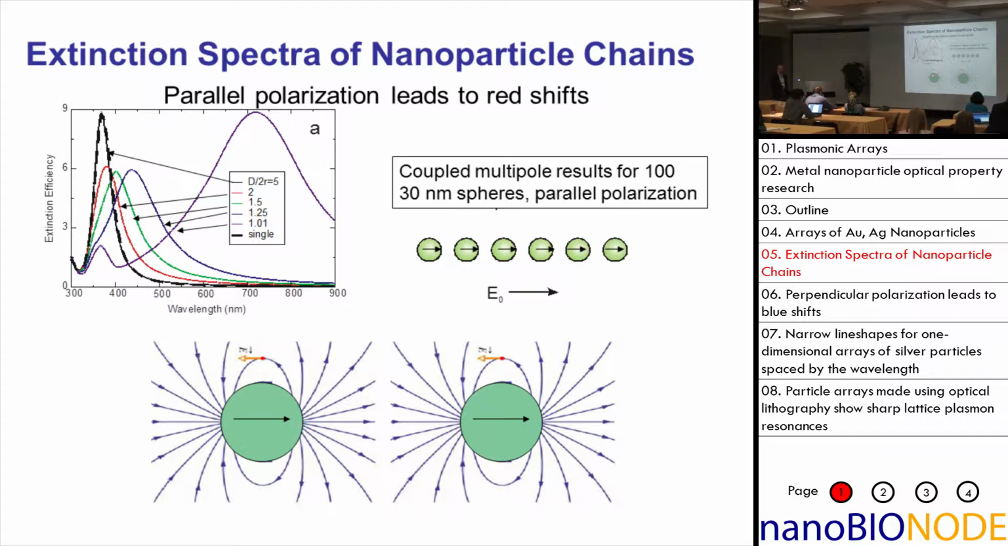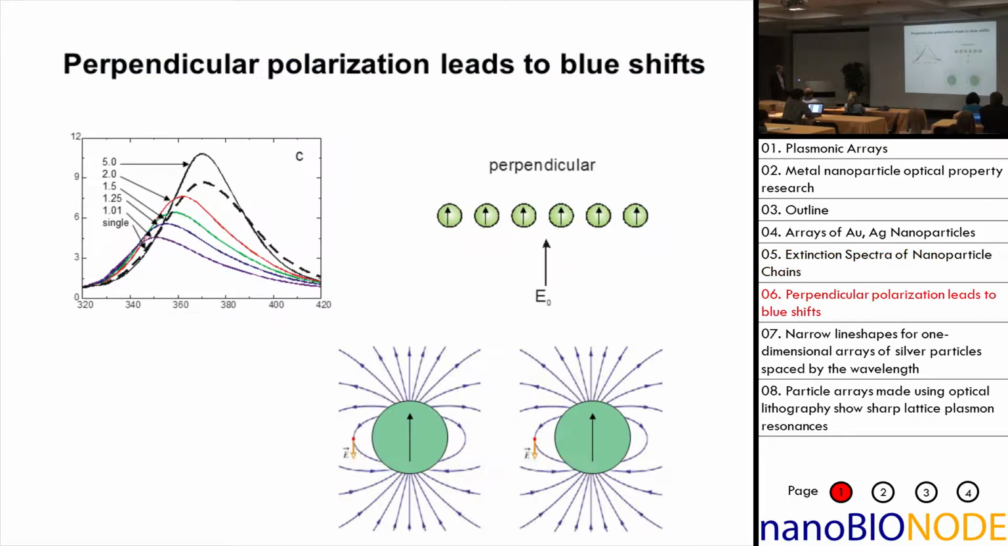In other words, the field from one dipole is aligned with the external field at the position of the next dipole. And the net effect of that is that it shifts the plasmon resonances to the red. Okay, so the dashed line is the isolated silver particle, and then as you bring the particles together, you get the plasmon resonance shifting to the red. Okay, so that's all well known. And then it turns out that if you have the polarization now perpendicular to the array axis, then the dipole fields act destructively, and so that shifts the plasmon resonances to the blue. Okay, so no surprise in any of that.